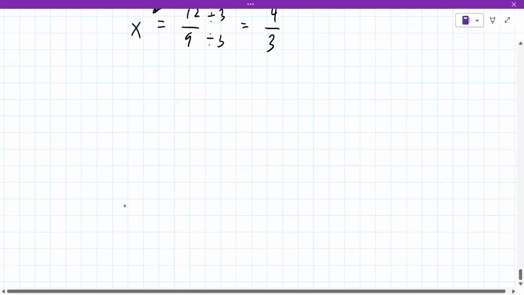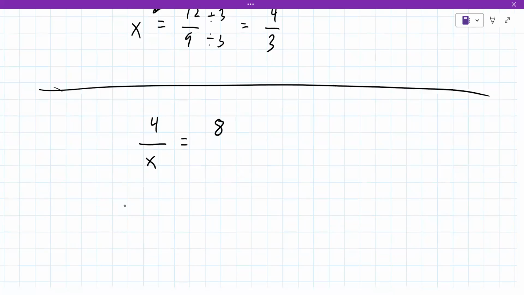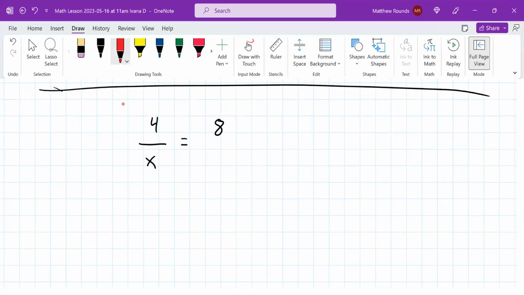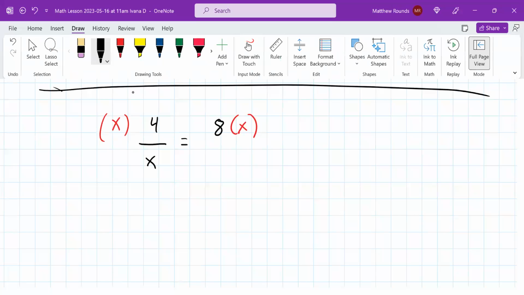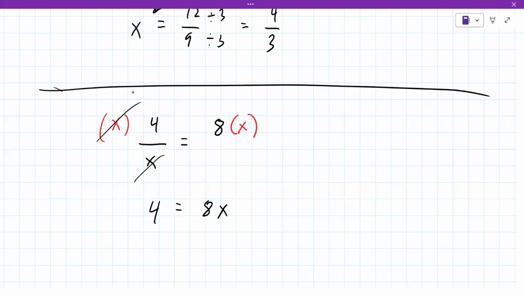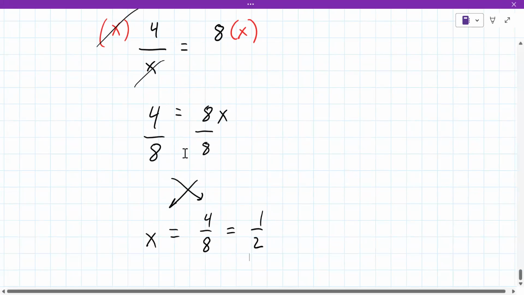The other option here, let me give you another problem. Let's say it's 4 over x equals 8. The other option, when you have a variable on the bottom, is to just multiply by the variable. On the left, they just cancel. You get 4 equals 8x. Then you have to divide by 8 on both sides. So in this case, x equals 4 over 8, which becomes 1/2. You have to decide how you want to do it, and both are okay.